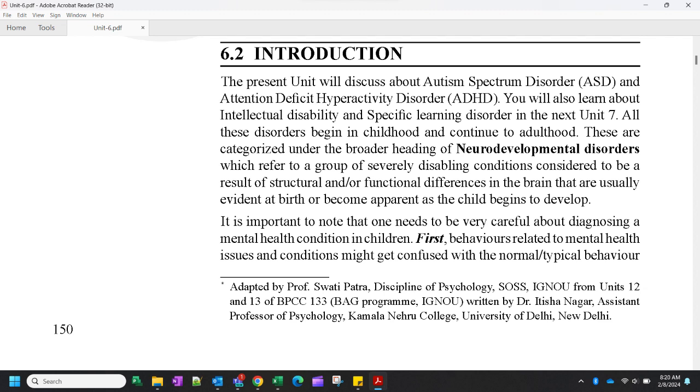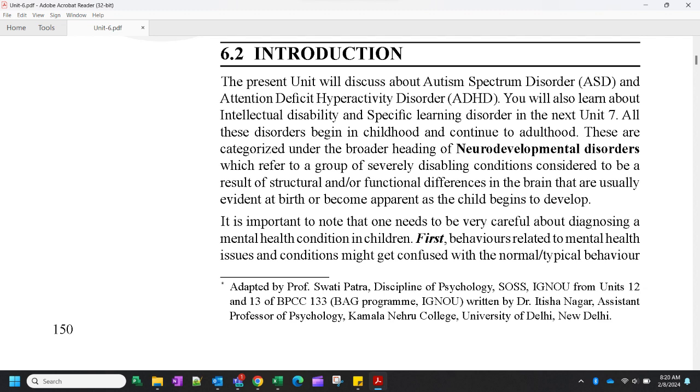All these disorders begin in childhood and continue to adulthood. These are categorized under the broader heading of neurodevelopmental disorders, which refer to a group of severely disabling conditions considered to be a result of structural and/or functional differences in the brain that are usually evident at birth or become apparent as the child begins to develop.